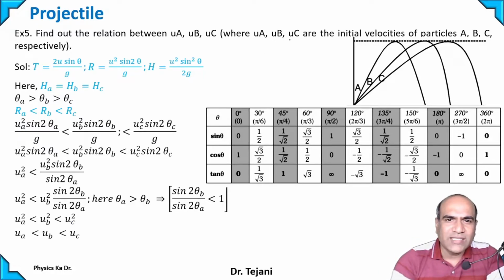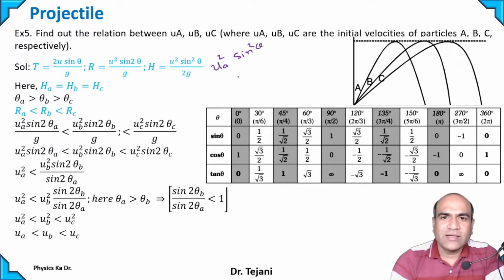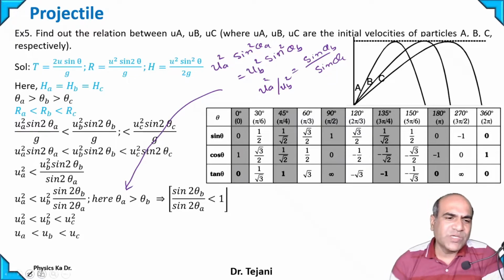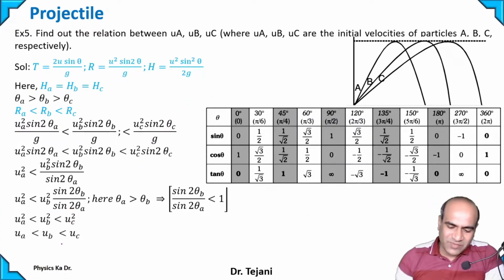You can put here also H is equal to H1. So you can put UA square sine square theta A is equal to UB square sine square theta B. So you can take here UA square divided by UB square is equal to sine theta B divided by sine theta A. You can put these values here also and derive it. You just derive this solution and comment your answer below.